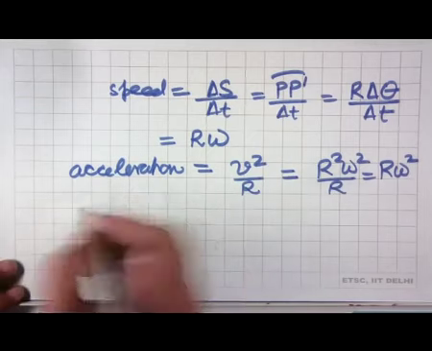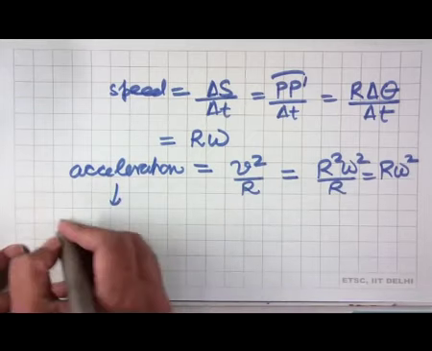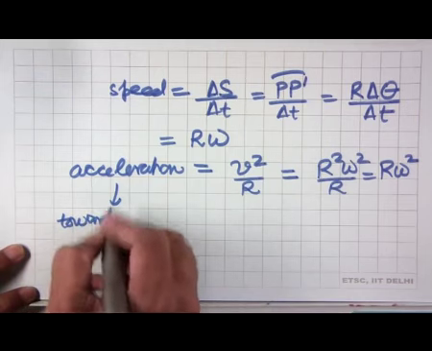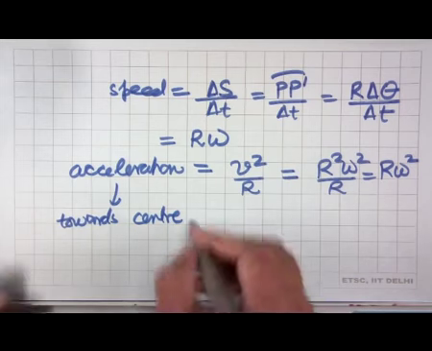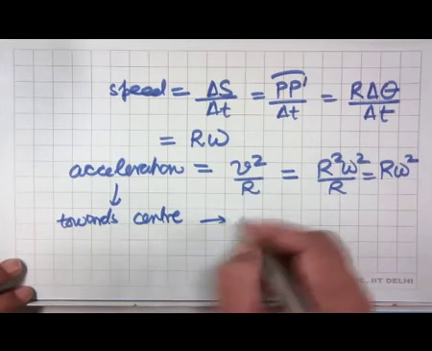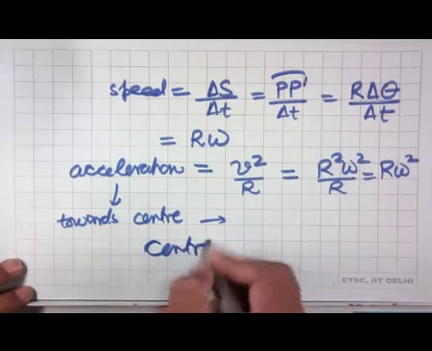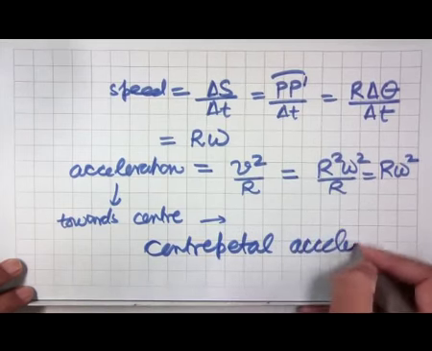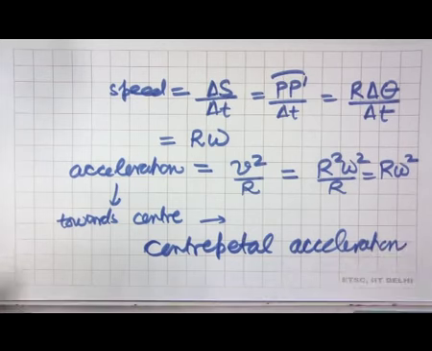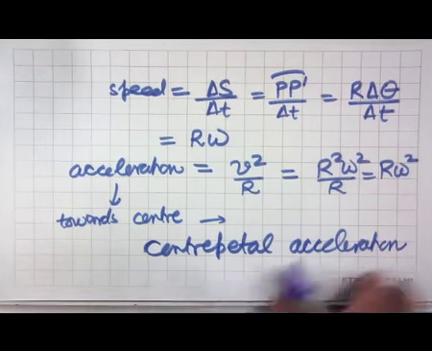Now, this component of the acceleration which is toward the center, we have a name for this. This is also called the centripetal acceleration. It is always, as we have seen, pointing toward the center of the circle.